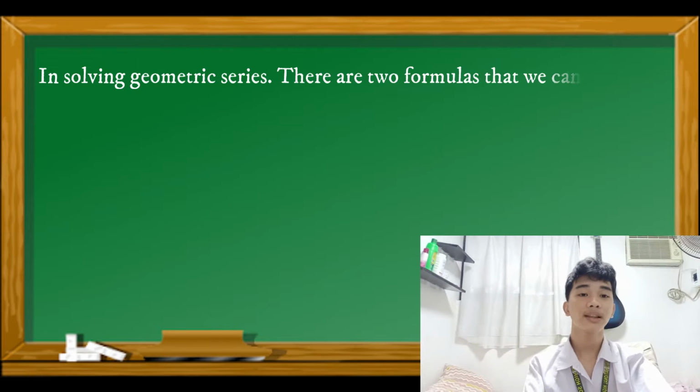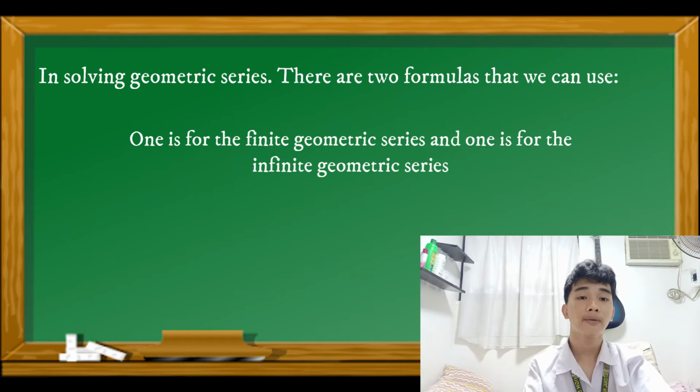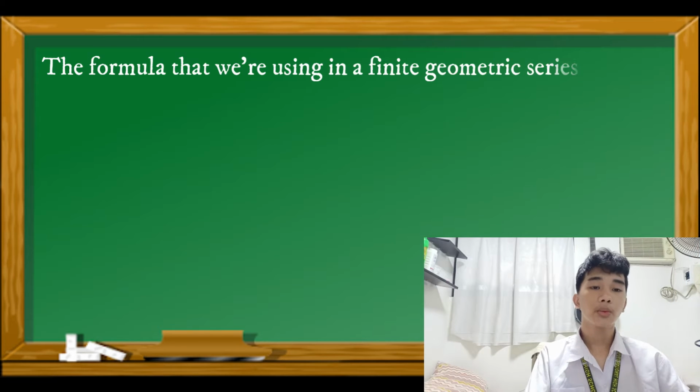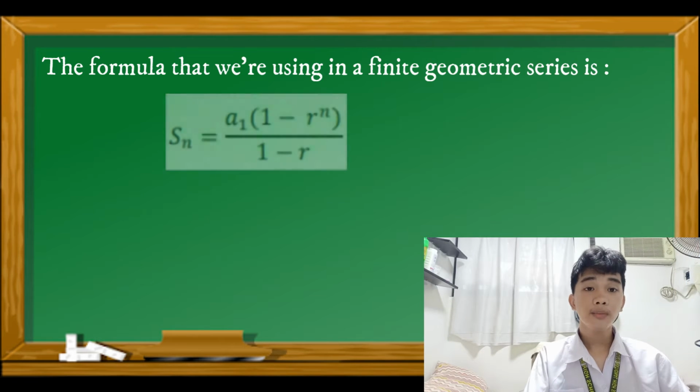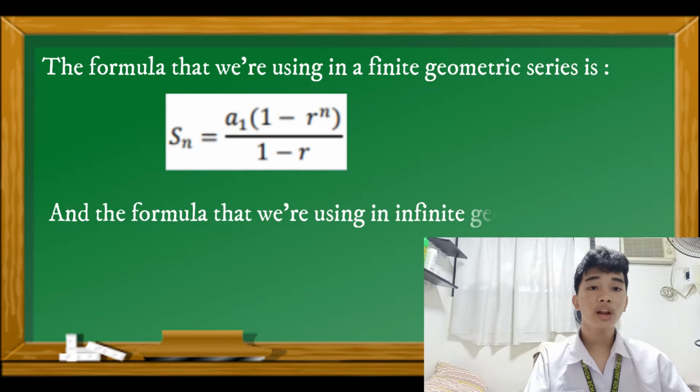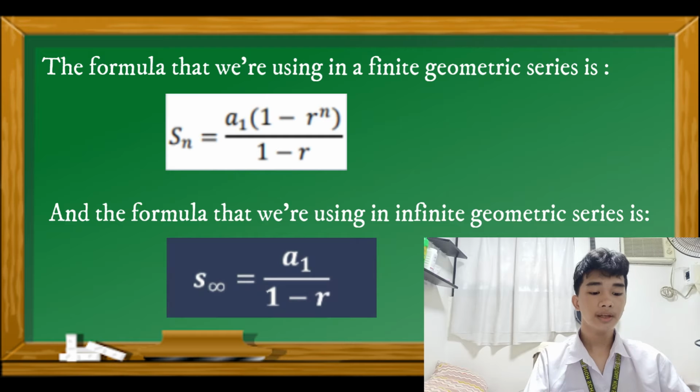In solving geometric series, there are two formulas that we can use. One is for the finite geometric series and one is for the infinite geometric series. The formula that we use in the finite geometric series is S sub n equals a sub 1 open parenthesis 1 minus r raised to the power of n close parenthesis over 1 minus r, and the formula we use in an infinite geometric series is S sub infinity equals a sub 1 over 1 minus r.